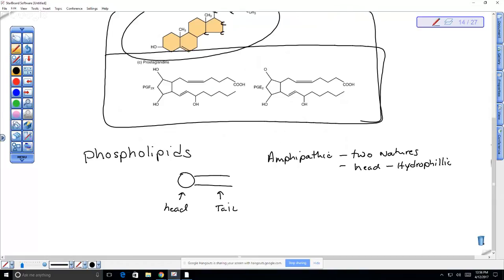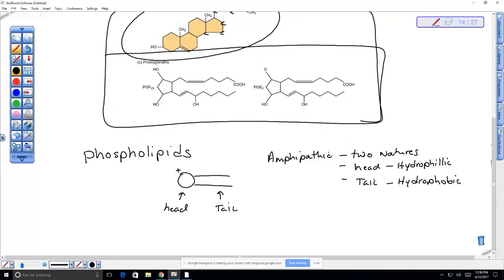So that means water loving. Do you think the head has a charge to it or not? Is it polar or not? It is, right? So it has a little charge to it. So I'll put a little positive there. And the tail is hydrophobic. So it is nonpolar.